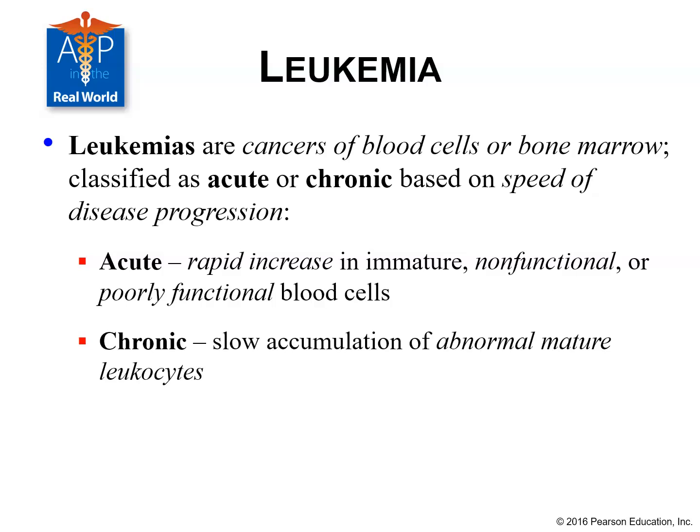So the acute aggressive disease progression, what we refer to as acute, have a rapid increase in immature, non-functional, poorly functional blood cells. Chronic will have a slower progression, and they basically develop into a slow accumulation of abnormal mature leukocytes. Like chronic lymphocytic leukemia would be an abnormal lymphocyte, but it's generally from a chronic, slow accumulation of these abnormal leukocytes.